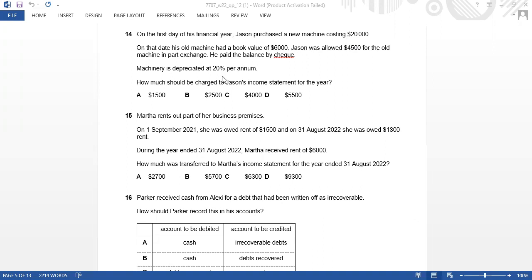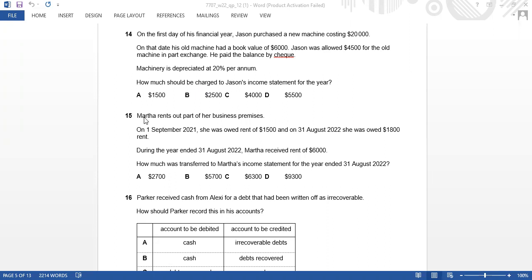So 20,000 into 20% will give us 4,000, and the net book value of the asset of 6,000 that was sold for 4,500 means there was a loss of 1,500. As depreciation is an expense and the loss on disposal is also an expense, the total charge means that it is an expense, and if something is credited to the income statement, that means it is income. So it is written charge. That means 6,000 minus 4,500, a 1,500 loss, plus 20,000 into 20%, 4,000. That means 5,500 will be the answer.